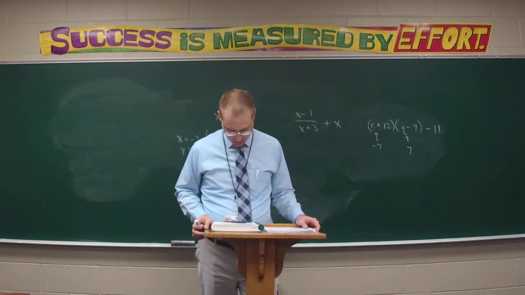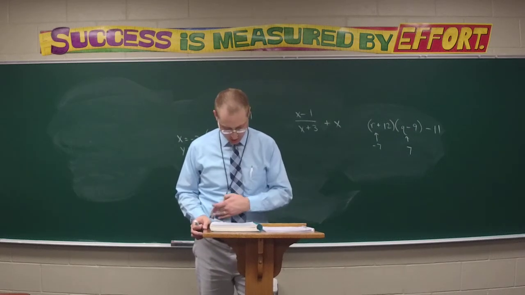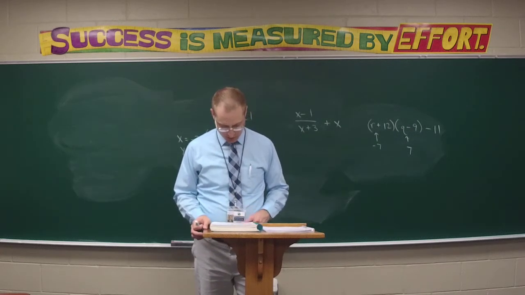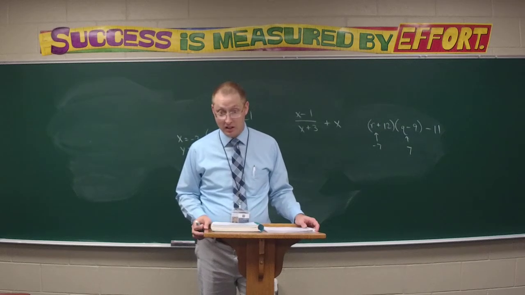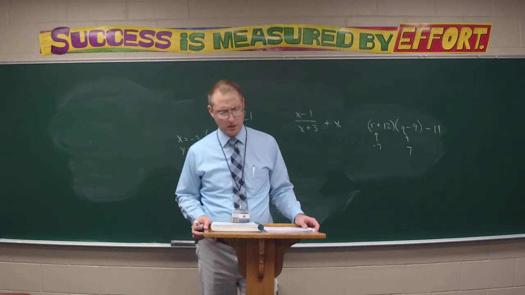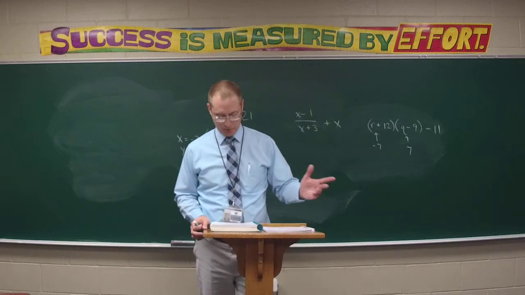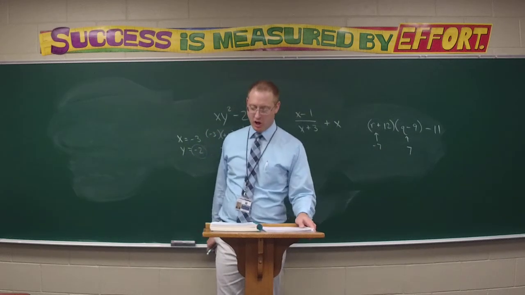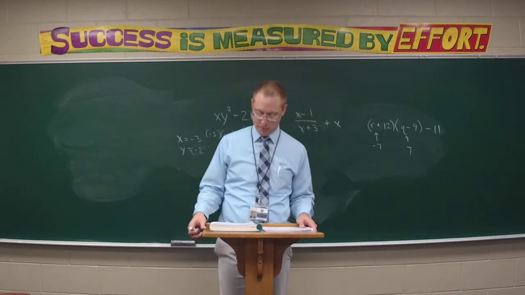6x cubed minus 15x squared positive 63. 3 times 3 is? 9. So 93. 93x. All right, there we go. 6x cubed, negative 15x squared, positive 93x.